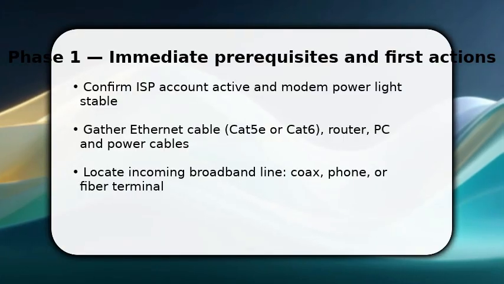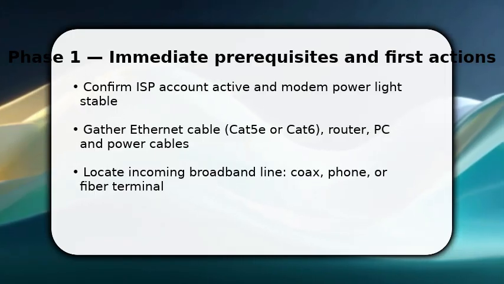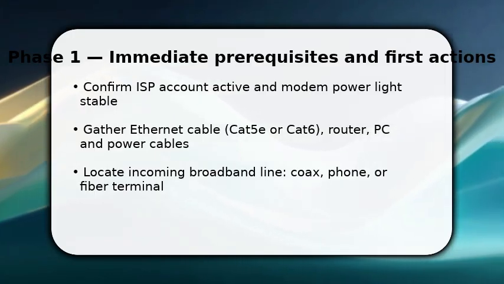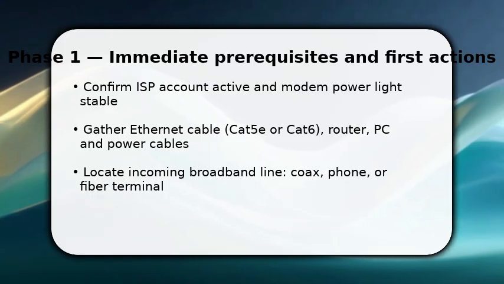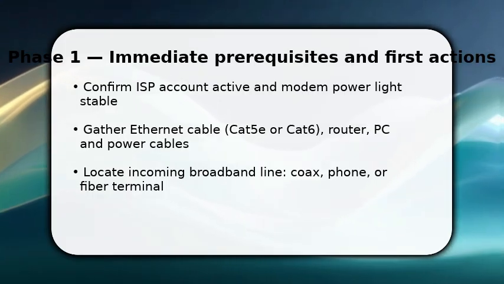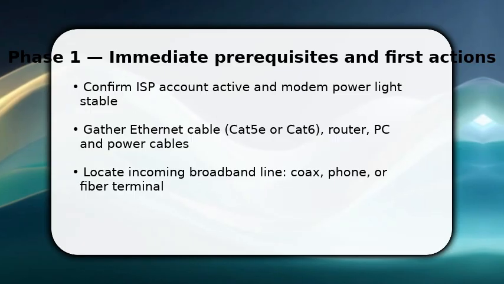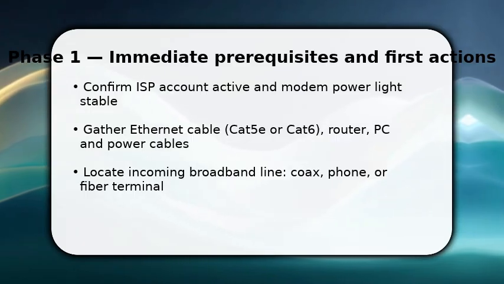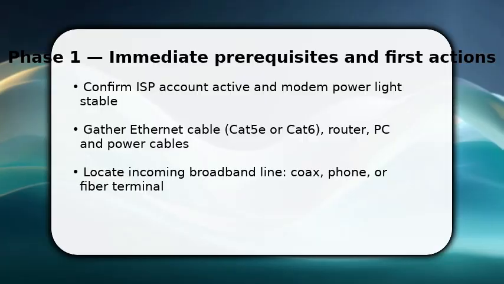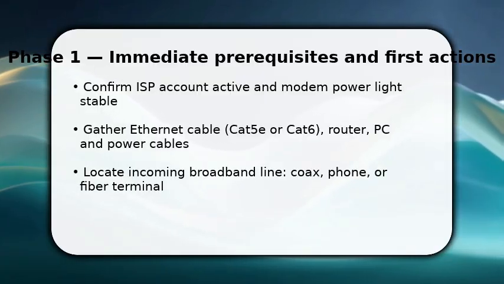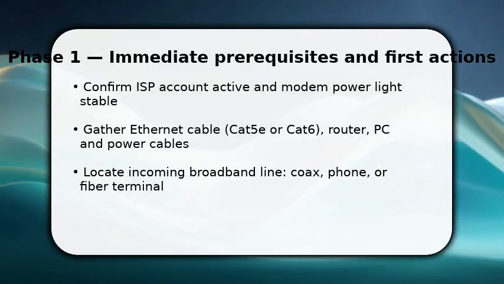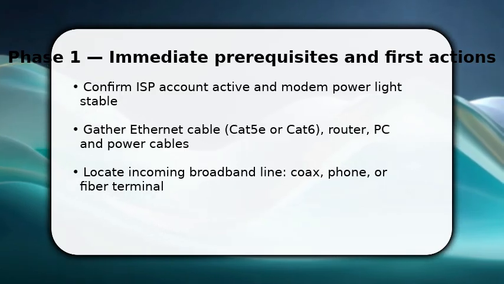You begin by confirming the ISP account and that the modem shows a stable online light. Once confirmed, power the modem and let it fully boot for 2-3 minutes. Next, connect the incoming broadband line to the modem: coax to the coax port, phone to DSL, or fiber to the ONT, because correct physical wiring establishes the data path.